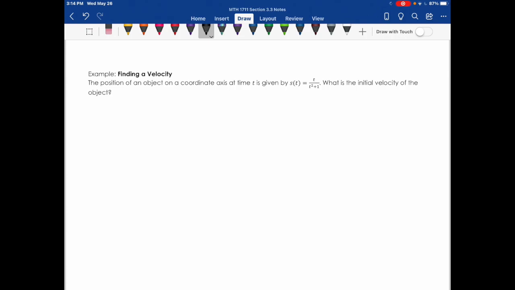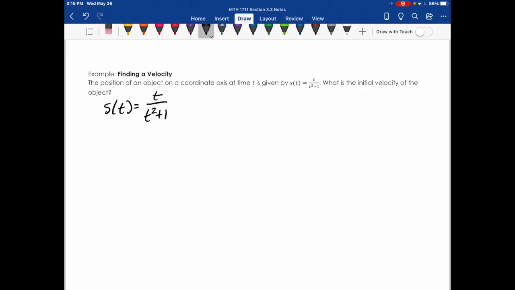Okay, the next example is an application, and it's talking about, given a position function, we want to find the initial velocity of the object. So it gives us the position function, s of t is equal to t over t squared plus 1. Now it doesn't tell us what the units are, but we have to keep in mind that this is a position function, so the units for s of t is going to be like meters or miles or feet or something like that, something with distance. And t is going to be something with time, so seconds, minutes, hours, something like that.